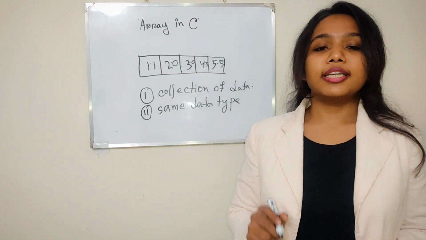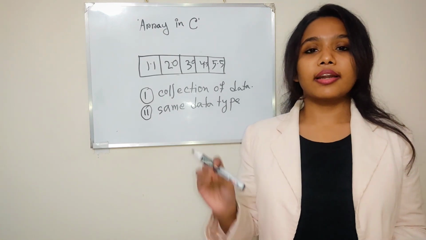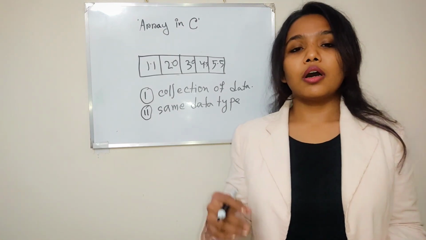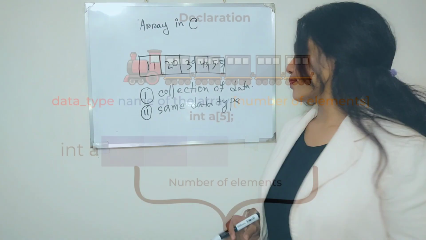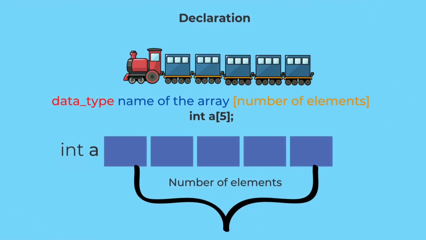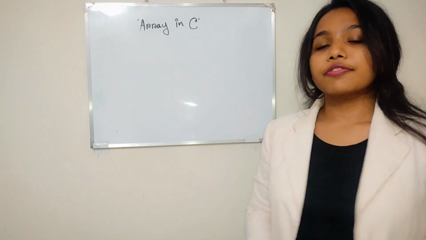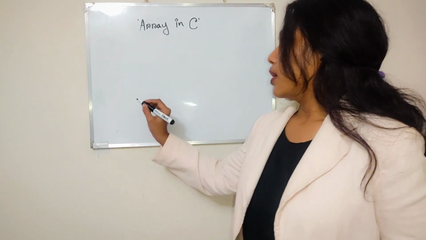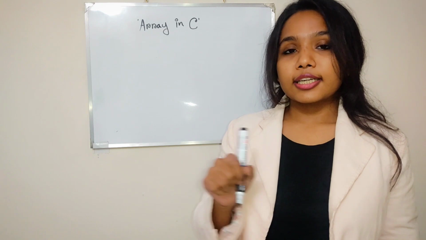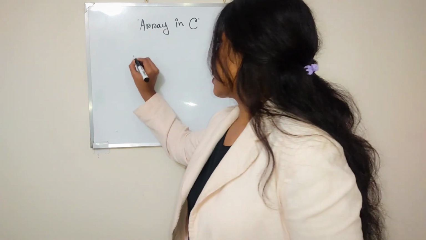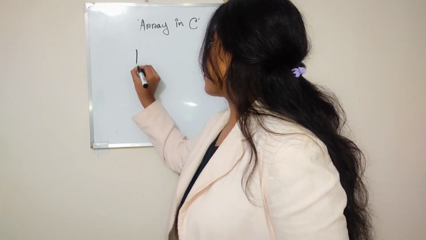Next, we will learn to declare an array. How can we declare an array while we will write a program? For declaring an array, first you will have to mention the type, data type of the array. So first, array type or data type.